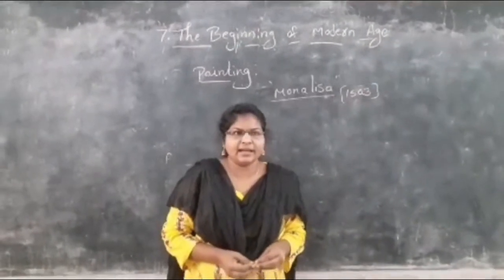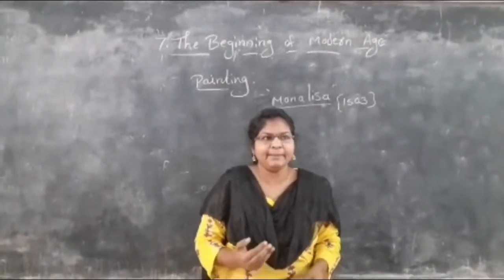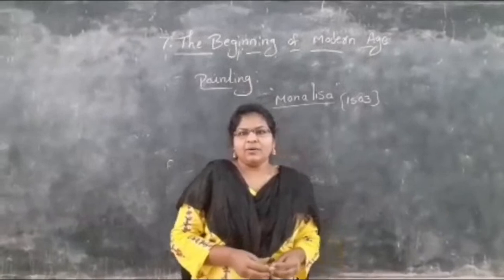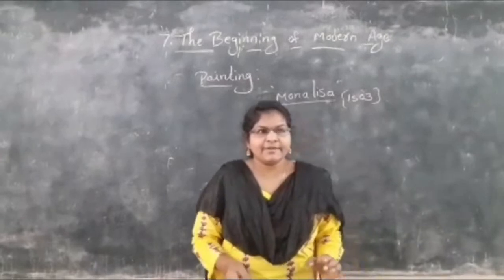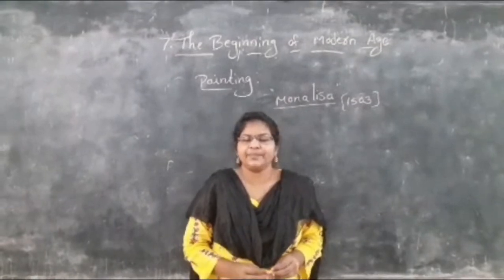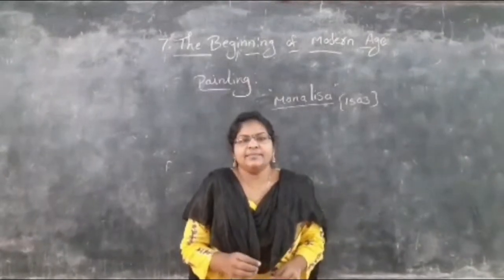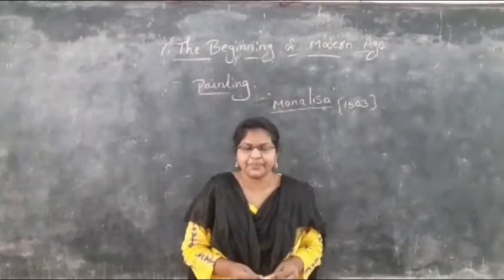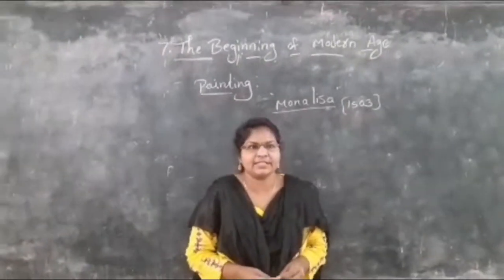The Mona Lisa is a half-length portrait painting by the Italian artist Leonardo da Vinci. Who drew the picture? Leonardo da Vinci. It was first painted in the early 16th century. Okay, early 16th century. The Mona Lisa is a figure of a woman dressed in the fashion. Okay, my dears, who drew the Mona Lisa picture? Leonardo da Vinci.